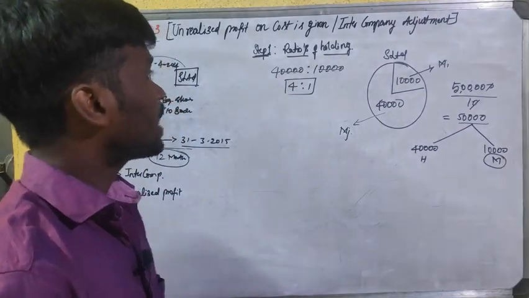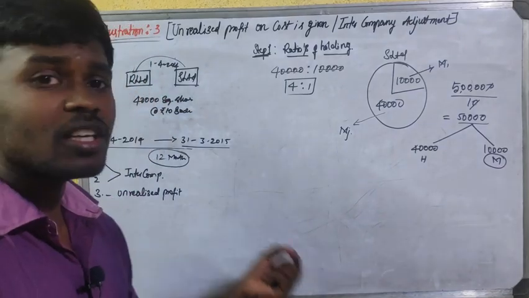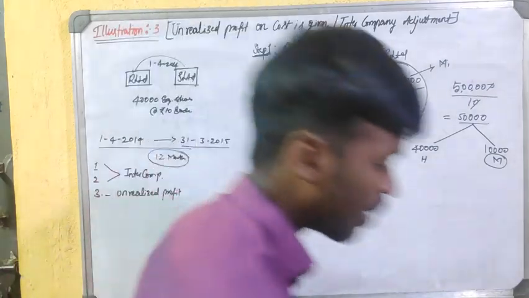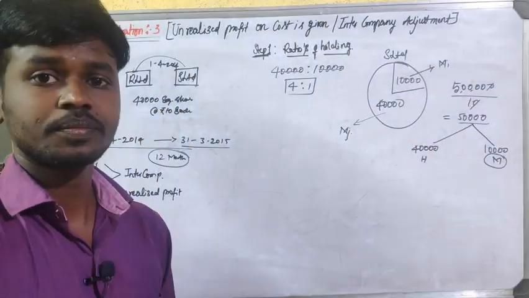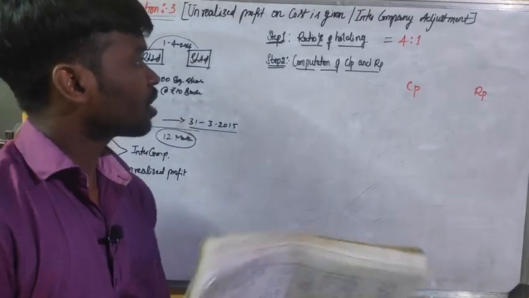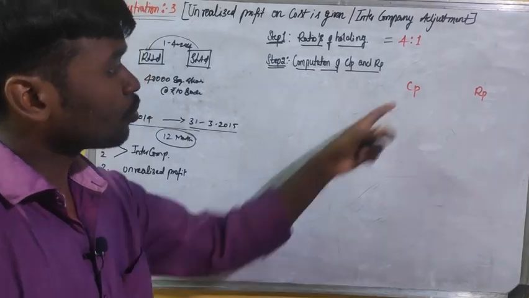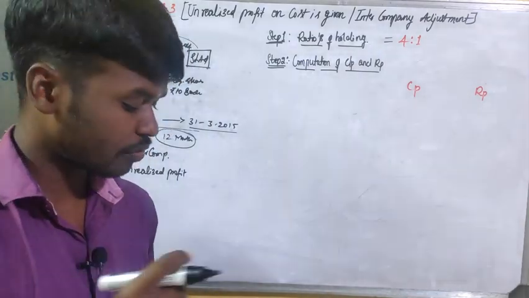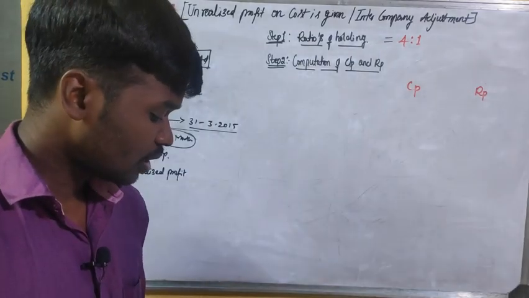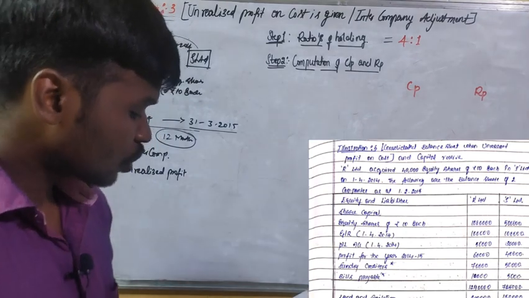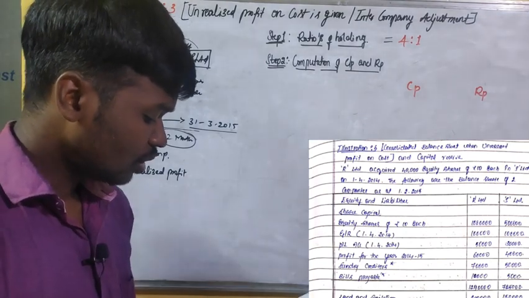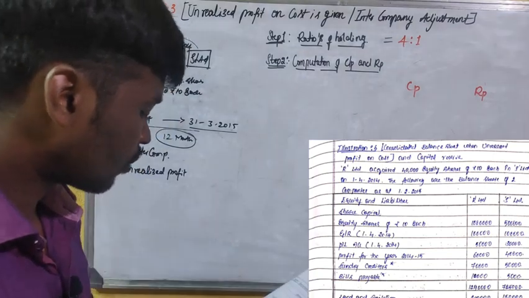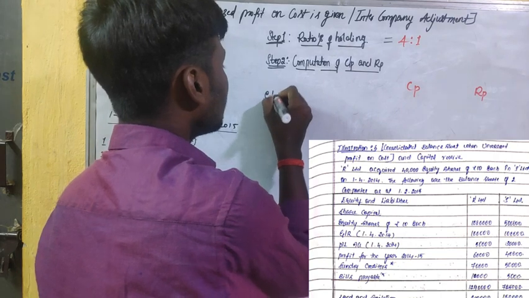Okay, so the next step is we have to compute the capital profit and revenue profit. Take down the heading: computation of capital profit and revenue profit. Second step, computation of capital profit and revenue profit. So to compute capital profit and revenue profit, first of all we have to identify the undistributed profits on the liability side. Okay, see what the undistributed profits given are: that is general reserve, profit and loss account, and profit for the year 2014-15. So they are given date-wise.